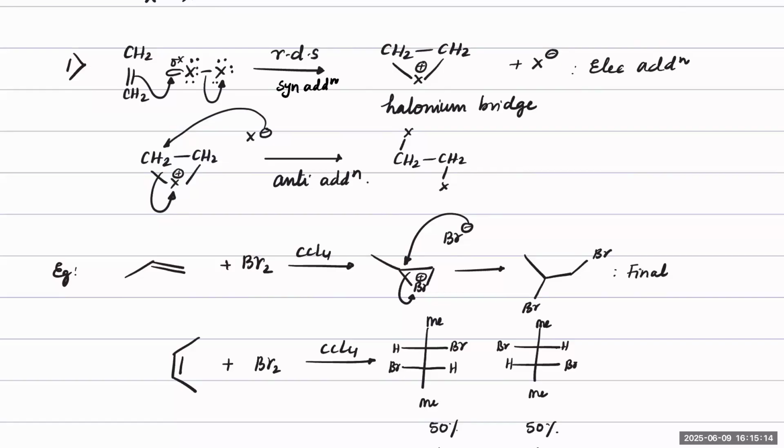What are the important points? First, halonium bridge formation. Second, that is the RDS. Third, the overall step is an anti-addition. Clear? All of this is nothing but an electrophilic addition. The wording electrophilic addition or nucleophilic addition is always based on the rate determining step.